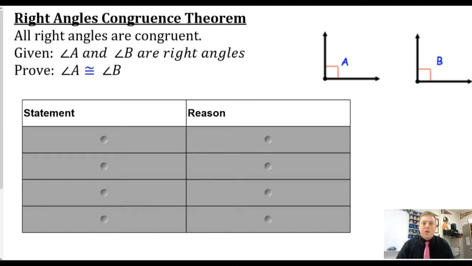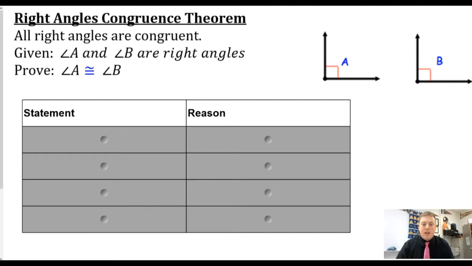So the first theorem that we're going to prove is the right angles congruence theorem, and what that says is that all right angles are congruent. Now that seems pretty straightforward and pretty basic and common sense, but because it is a theorem and not a postulate, we do have to prove that before we can use it in anything else that we're going to do.